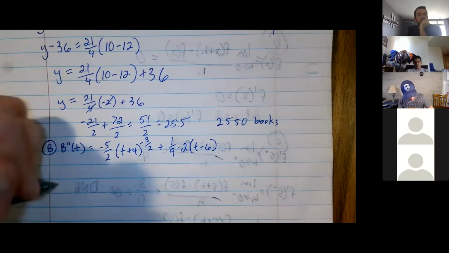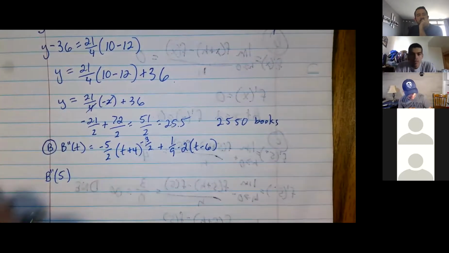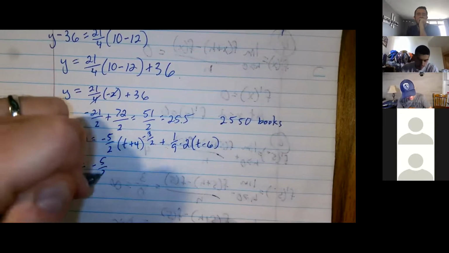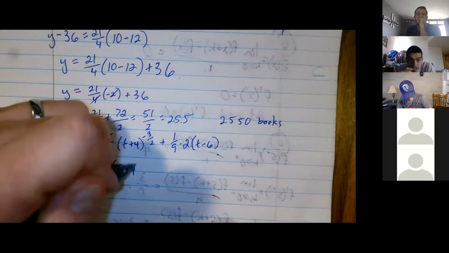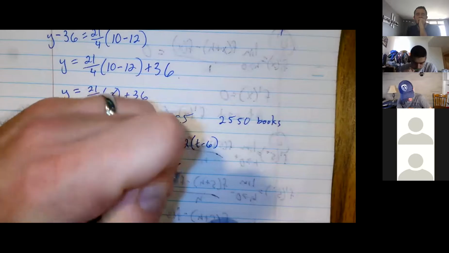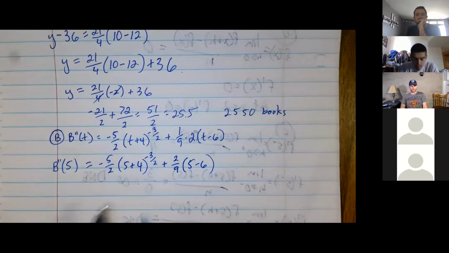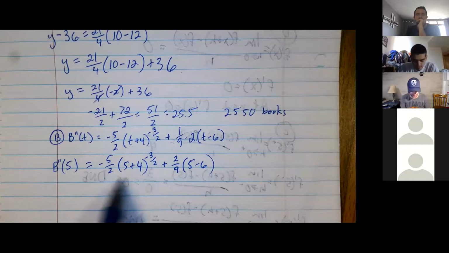Now you want to evaluate b double prime of 5. So now you're plugging 5 in. So -5/2 times 5 plus 4 to the -3/2 plus 2/9 times 5 minus 6. Now, technically, this is a number, and so you could leave it alone there. You do not need to simplify this.